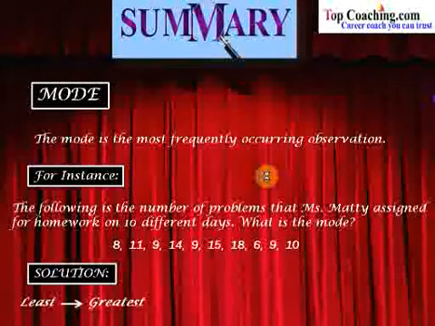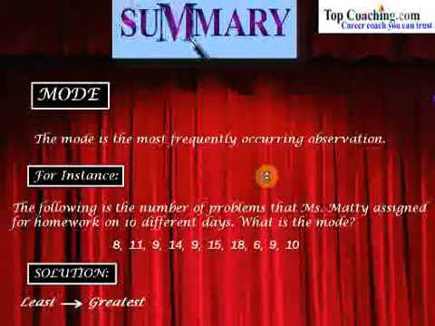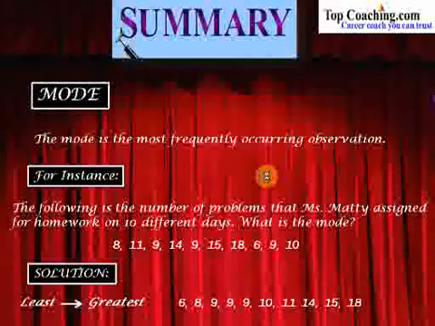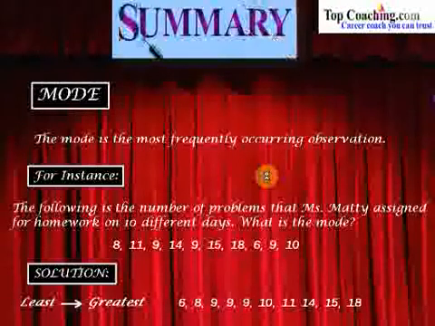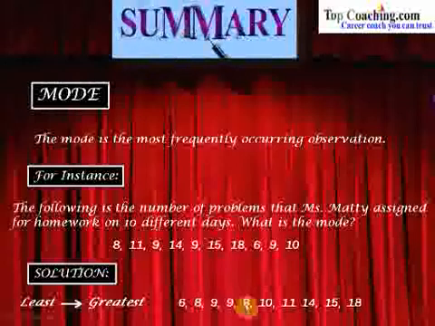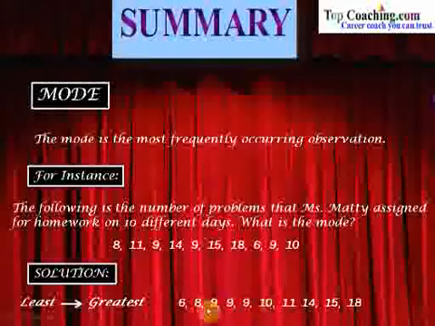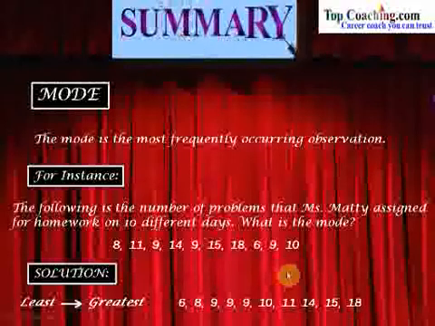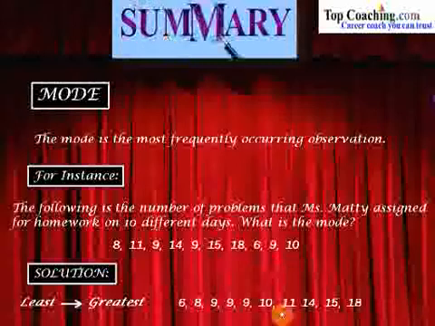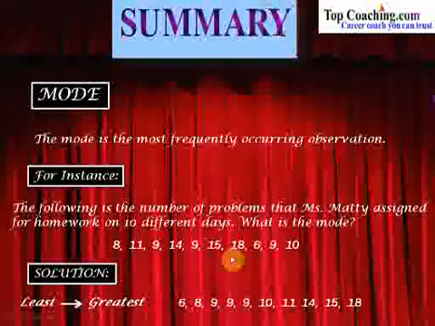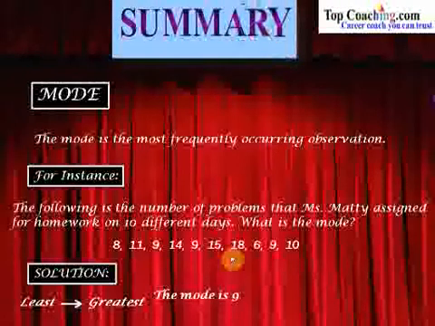First we have to arrange this series from the least number of problems to the greatest number of problems. Now from this series we can see there are total 9 problems which occur most in this given series. That is 9 problems assigned on 3 different days, while 6, 8, 10, 11, 14, 15 and 18 problems were assigned on 7 different days. While on 3 days, the same 9 problems have been assigned. So, here we can say the mode is 9 of the given series.